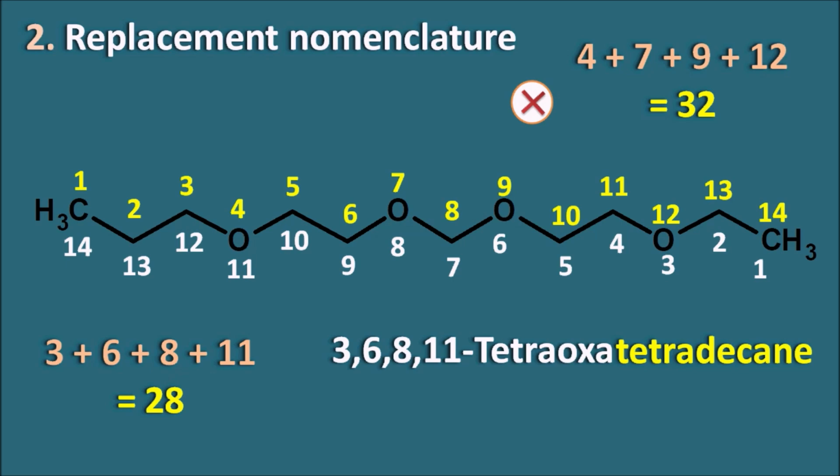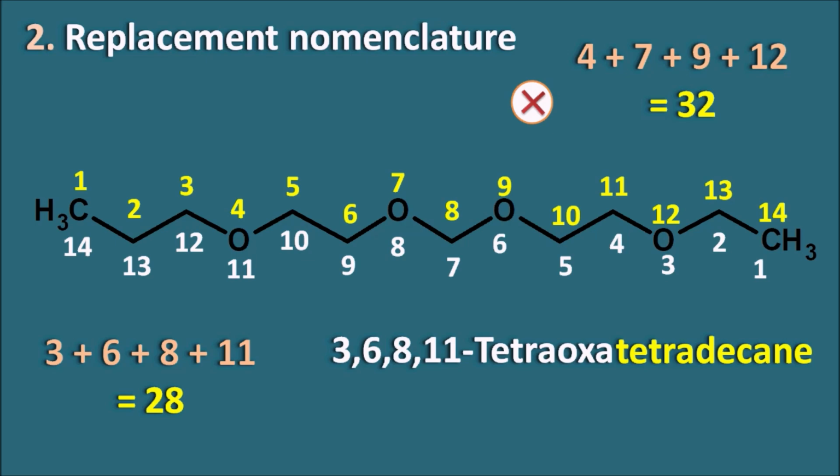So it can be represented as 3, 6, 8, 11 and all the oxygens which are replacing the carbon can be represented as oxa. So 4 carbons are there, tetraoxa. So 3, 6, 8, 11 tetraoxatetradecane. You can see that now the name is very simple. Tetraoxatetradecane is simply indicating what this compound is, which is indicated by the locations 3, 6, 8, 11. So this is the use of the replacement nomenclature.